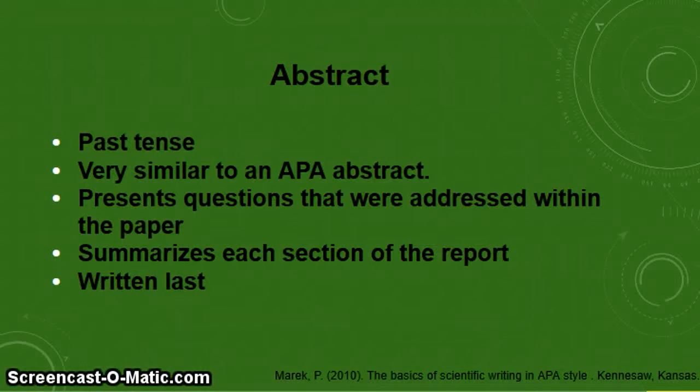Scientific writing, much like APA, requires an abstract. This is where we summarize each section of the report. It needs to be in past tense. It presents the questions that were addressed within the paper. The abstract is generally written last so that it can be used in a reflective kind of way.